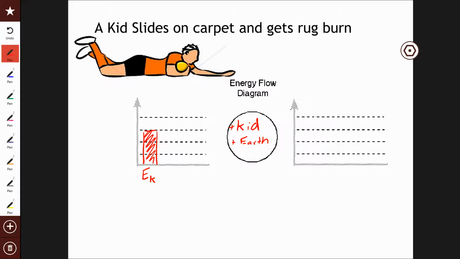Now, is there a drastic change in temperature from the kid's arm to the carpet? No. So where is this energy transferring? How is it transferring? Because essentially it's going to slow down. So it must be work, right?